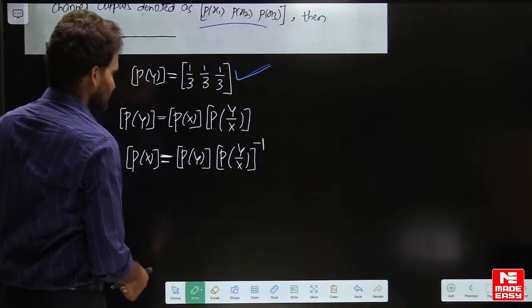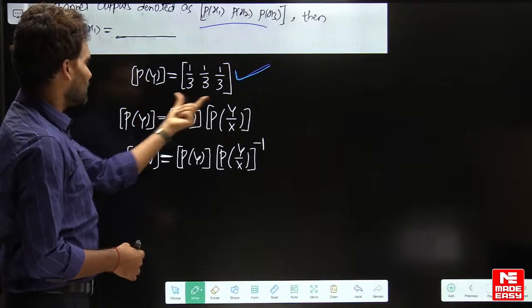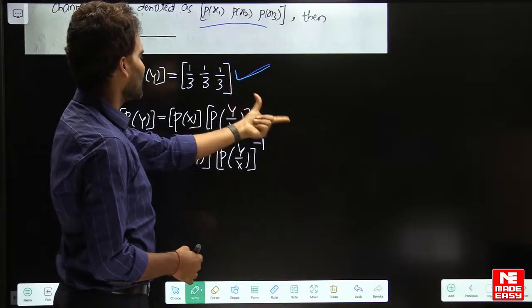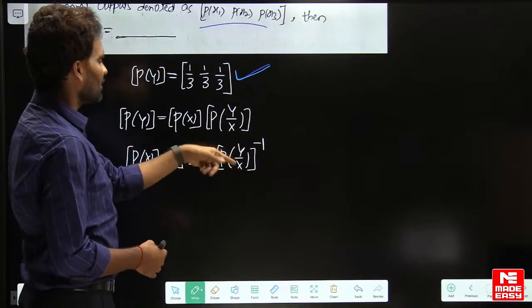Now it will be... You have to do right side only. You have to do that multiplication: Py by x into Py by x inverse. Okay, so Py into Py by x inverse.